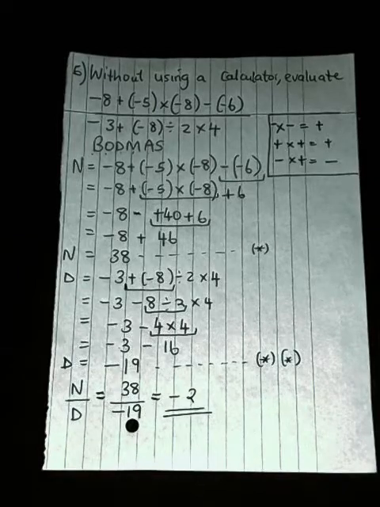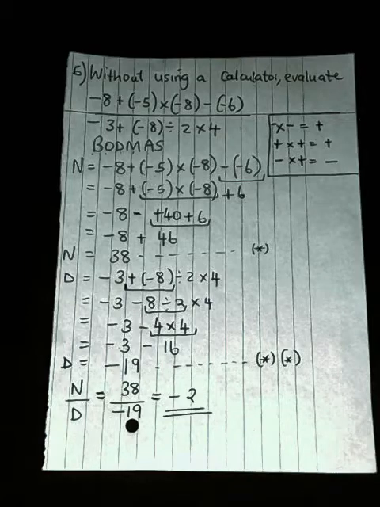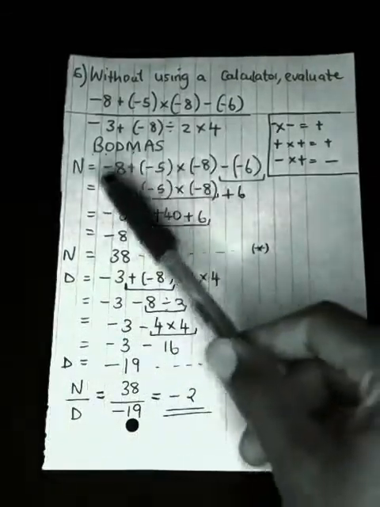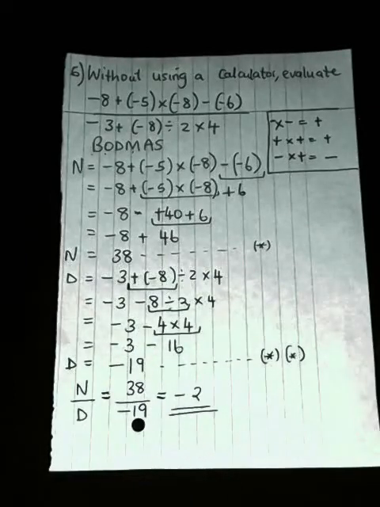We look at our final example of today's video, which is actually part 1 of integers, and it says, without using a calculator, evaluate negative 8 plus bracket minus 5 times minus 8 minus minus 6, over minus 3 plus minus 8 divided by 2 times 4. You still apply the concept of BODMAS. You work out the numerator separately, the denominator separately. Then you combine the two values to give you the final answer.